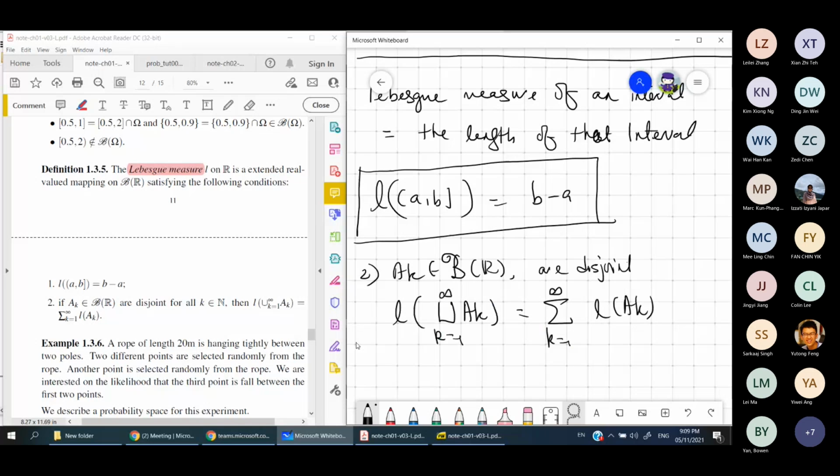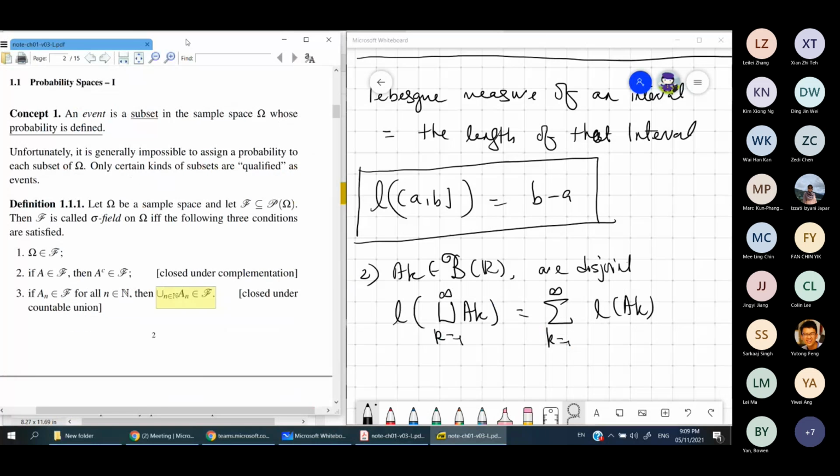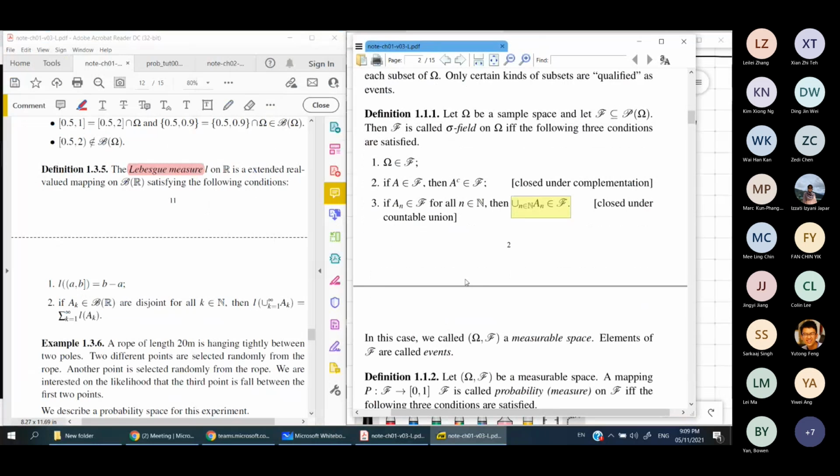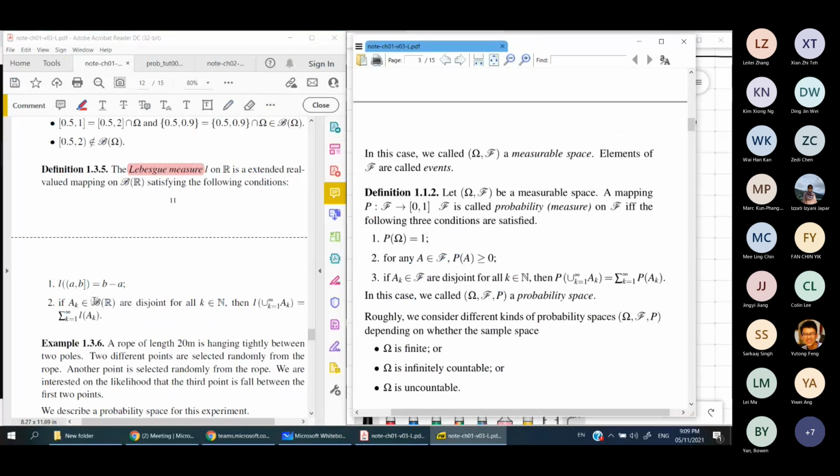If you compare this with our definition of probability, you can see they look the same, right? Because for sure it must be nonnegative, and you can compare this with this. So they are the same. So what's the difference between Lebesgue measure and probability? The only difference will be here.